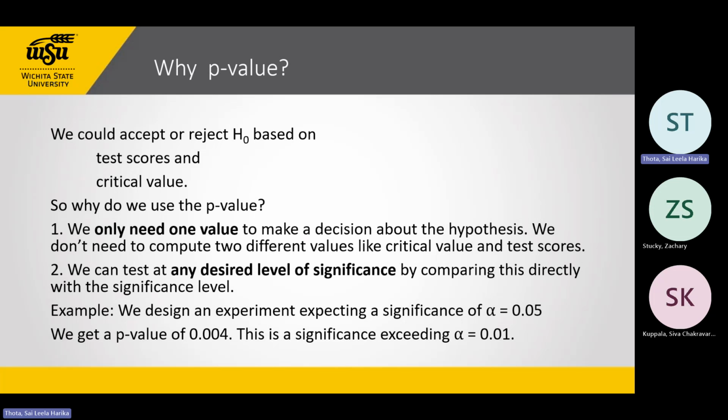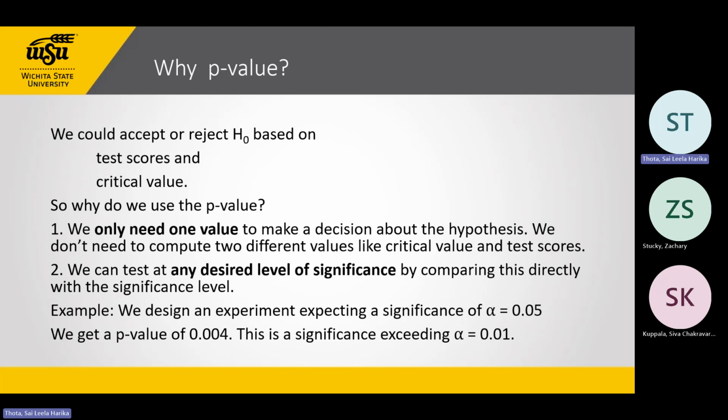Yeah. So for example, if you consider test scores and critical value for deciding whether you need to accept the null or reject the null, instead of two different values, if there is a single value, it will be easy to make a decision. So that is the reason we are using the p-values. And we can test at any desired level of significance by comparing this directly with the significance level.